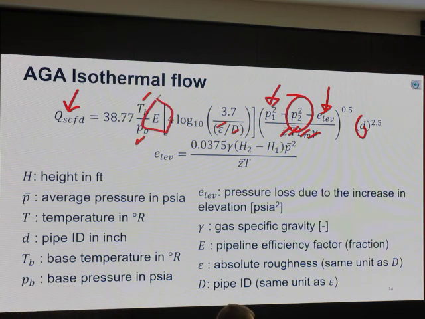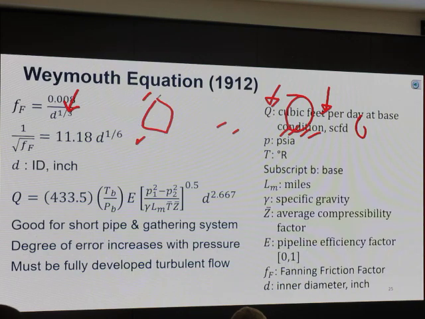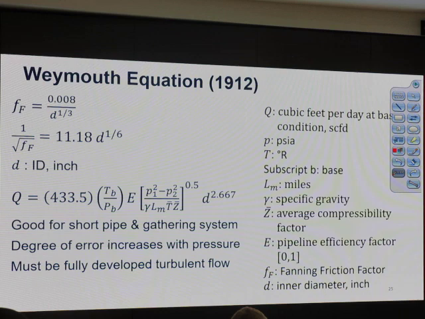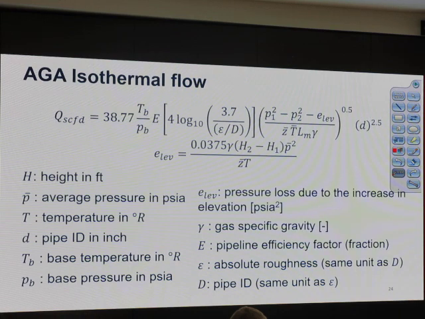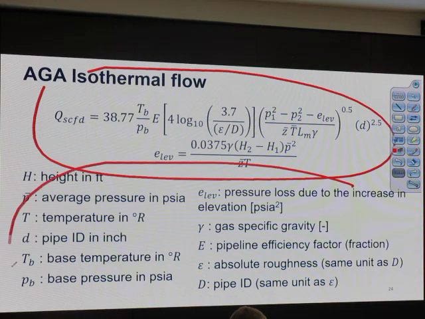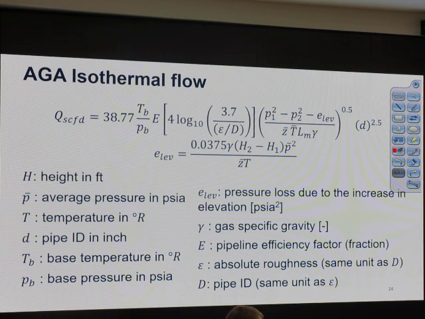What is that E? The pipeline efficiency factor. Just put 1. It tells how efficient the pipeline is, how much is the loss, like a safety factor that we can put in there. That is AGA isothermal flow. This equation and its units are not given, so you write it down in your equation sheet.